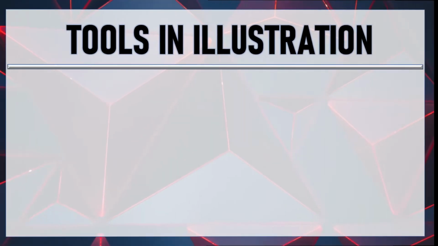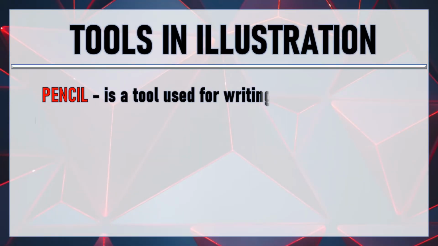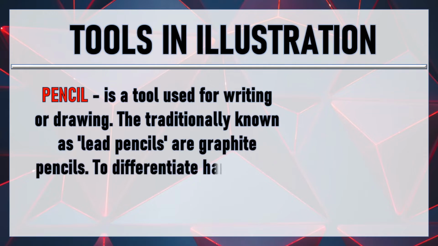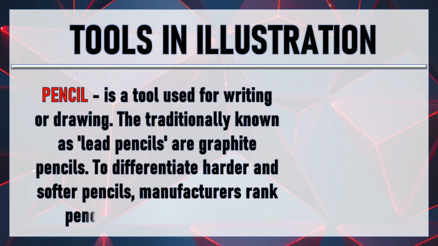Let's start with the pencil, which is a tool used for writing or drawing. The traditionally known as lead pencils are graphite pencils. To differentiate harder and softer pencils, manufacturers rank pencils on a grading scale.